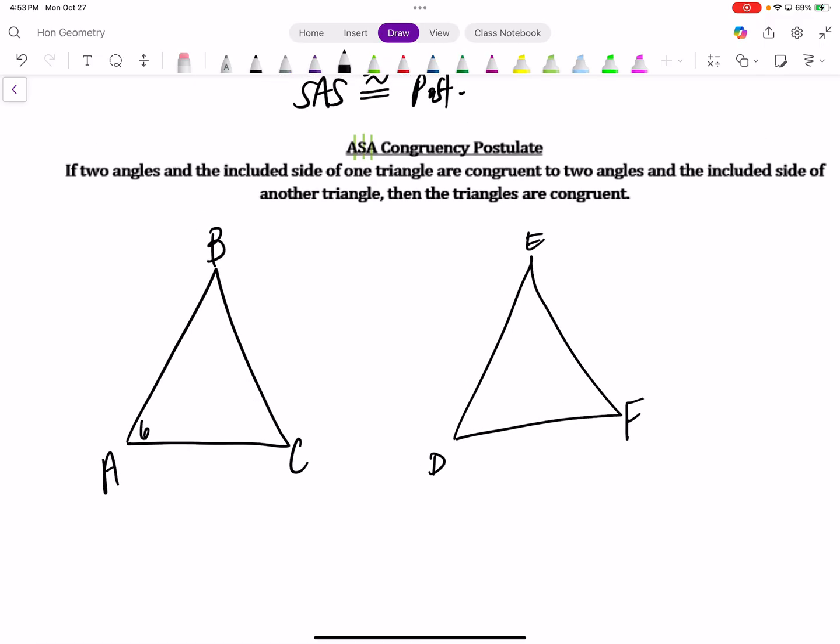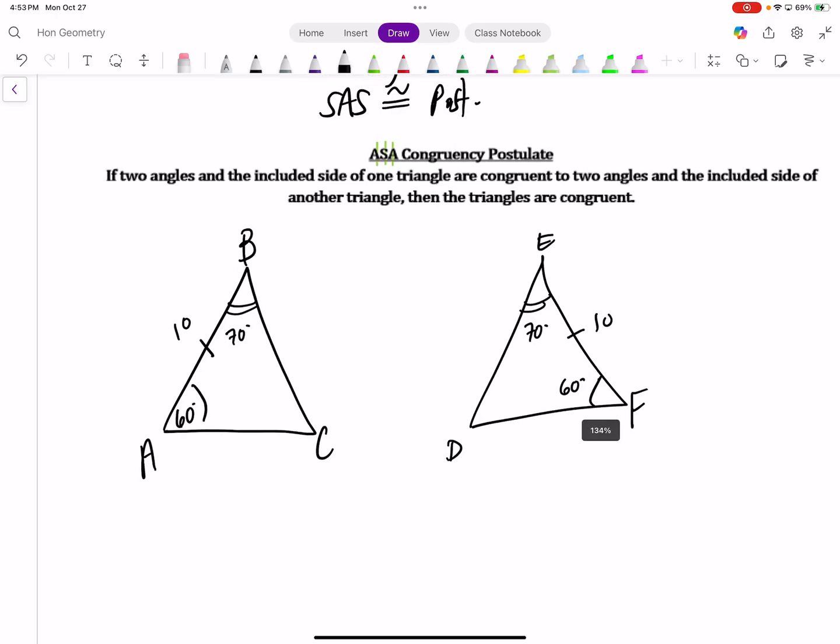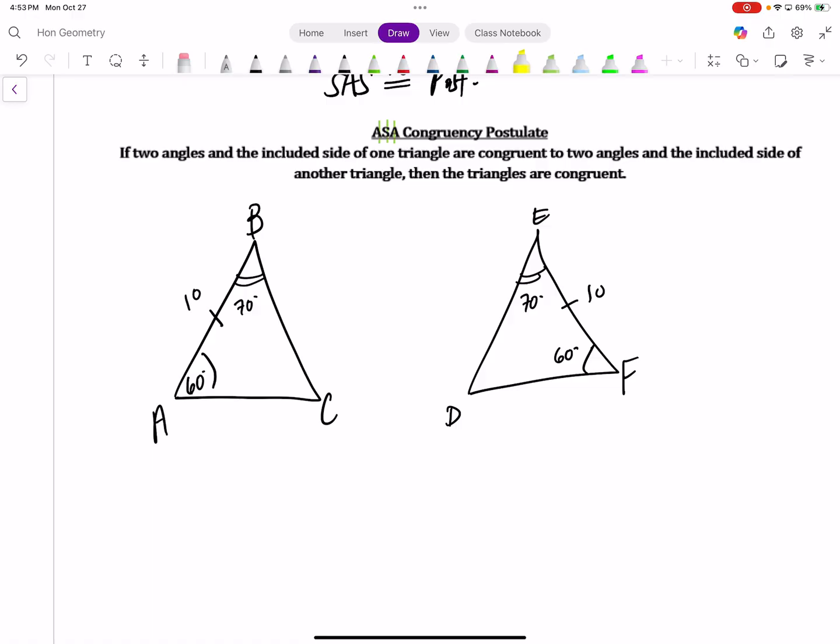Let's say we know angle A is 60 degrees. And over here, let's say angle F is that same 60 degrees. And then angle B up here is 70 degrees. And let's say angle E up here is also 70 degrees. And we know that this length is 10, and this length is 10. Okay, so you notice we hit an angle. Then here came the side. And then here was the other angle. So it's in that order.